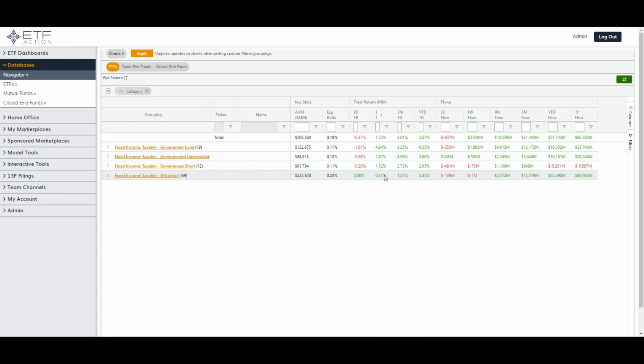Now, I can't say that performance has been great for long dated treasuries over the last several years, as we saw interest rates rise post-COVID from 0% to a target rate of 5.25%. So let's take a look at that too. But right now we have seen flows by and large, let's go out a little bit longer. Ultra short has dominated with 40 billion, government long 31 billion.